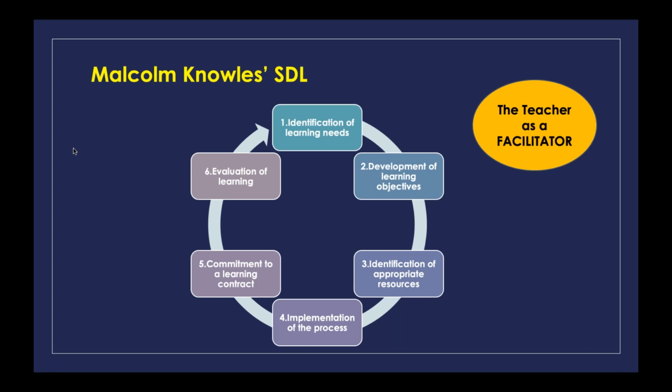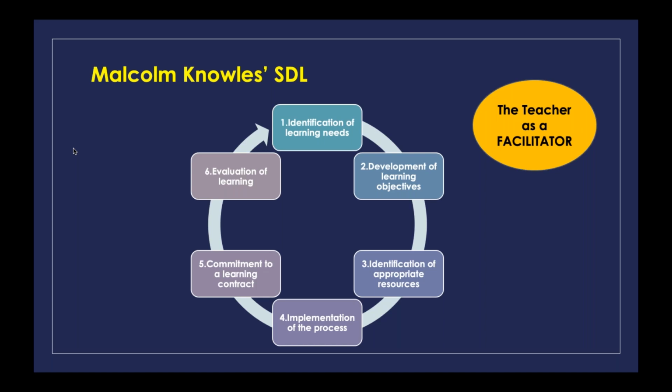Second is development of learning objectives. So now I know what my learning need is, I make my objectives. This is very clear, I don't think I need to go into the detail of it. So the learning objectives are defined. Once the learning objectives are defined, how do I learn it? It can be an online source, it can be an offline source, it can be a practical lab, it can be a museum, wherever. So that's identification of appropriate resources.